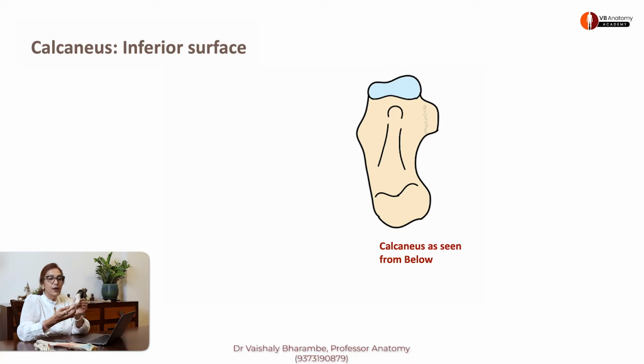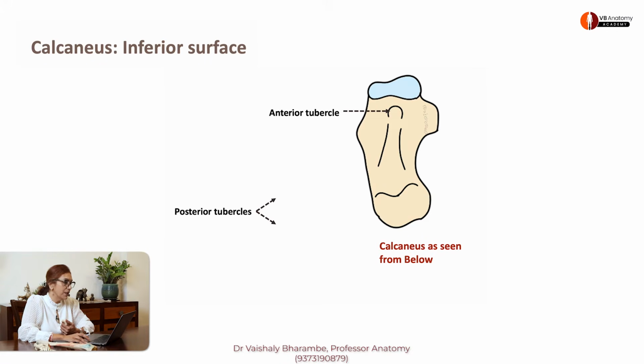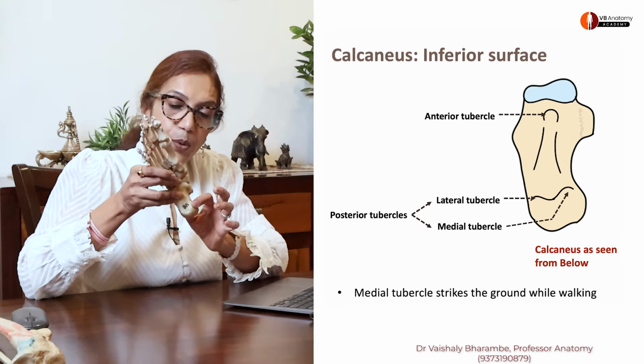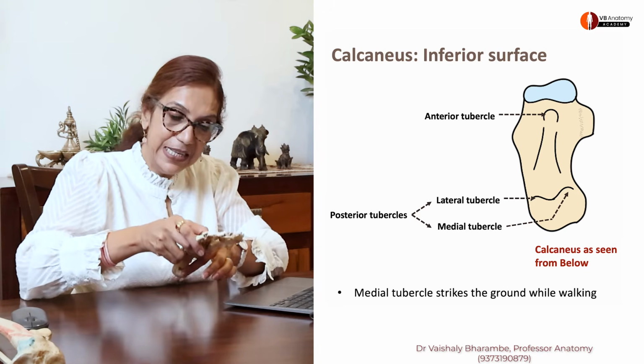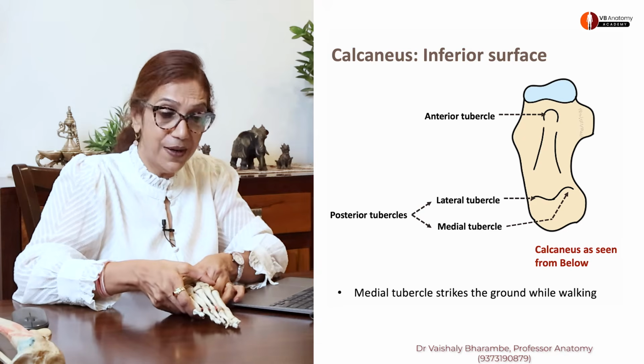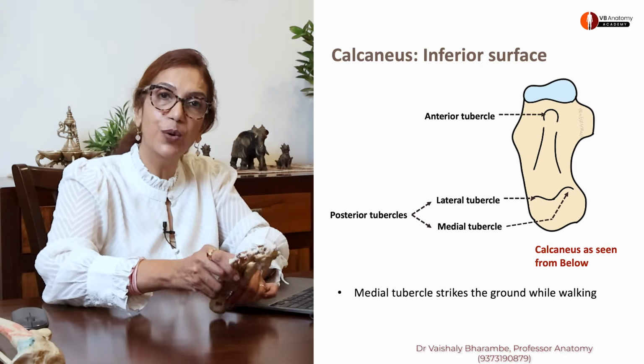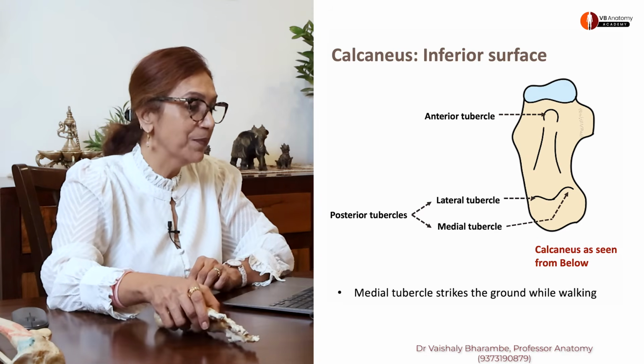Turning the calcaneus over, on the inferior surface of the calcaneus, you find 3 tubercles, anterior and 2 posterior. The posterior, of course, can be medial and lateral. So, 3 tubercles on the inferior surface of the calcaneus: anterior tubercle, lateral and the medial. Right? Okay. So, you see this medial tubercle? Every time you walk, it is this tubercle that strikes the ground. It's funny, but it's the medial tubercle that strikes the ground every time you walk. Okay. So, remember the medial tubercle.